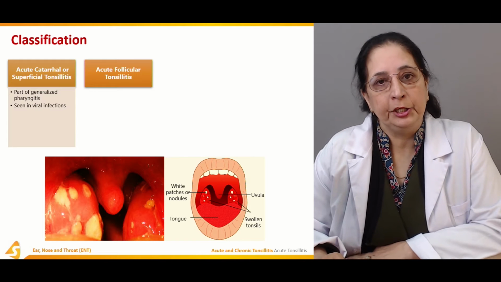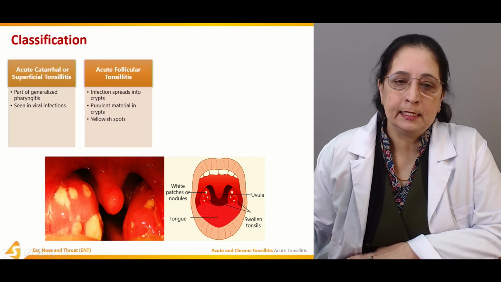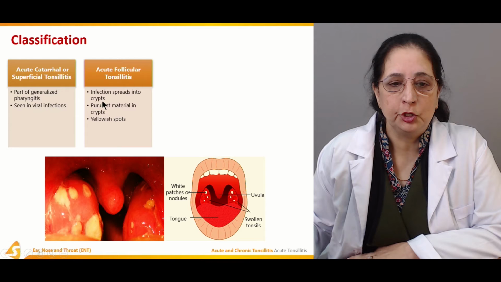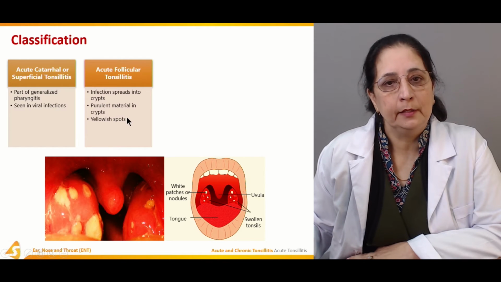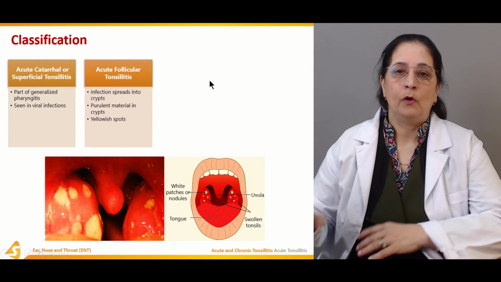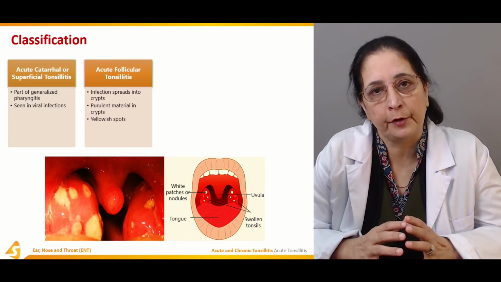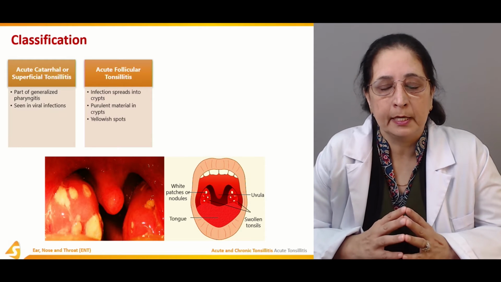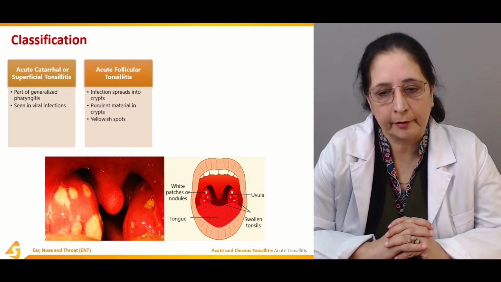Another type is acute follicular tonsillitis. In this, the infection spreads into the crypts. There is purulent material in the crypts. Yellowish spots are also present. You can see the yellowish spots in follicular tonsillitis, and in this, infection spreads into the crypts, and there is purulent material present in the crypts.